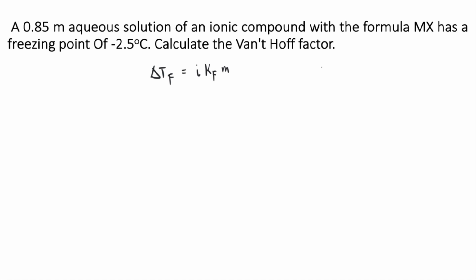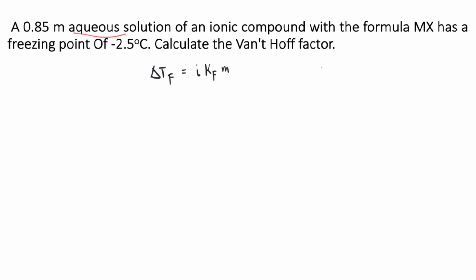So delta TF is your change in freezing point or the freezing point depression. I is the Van't Hoff factor. KF is the constant, the cryoscopic constant of the solvent. So in our problem, our solvent is water. So how do you know it's water? Because it says here aqueous. So that means the solvent is water. And M stands for the molality of the solution.